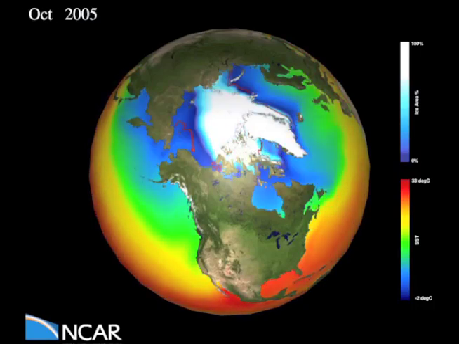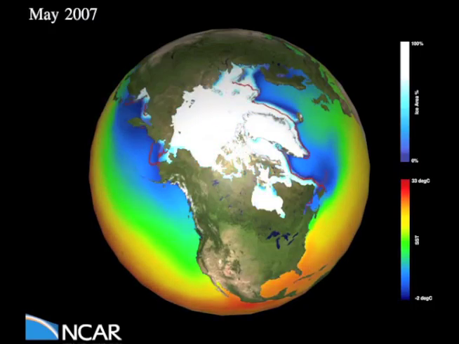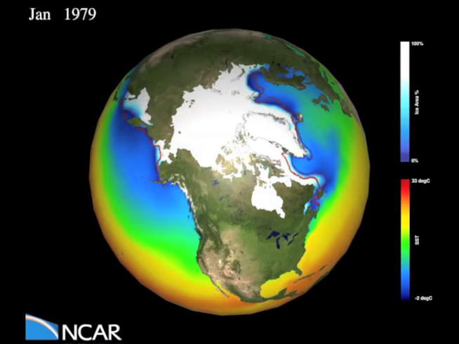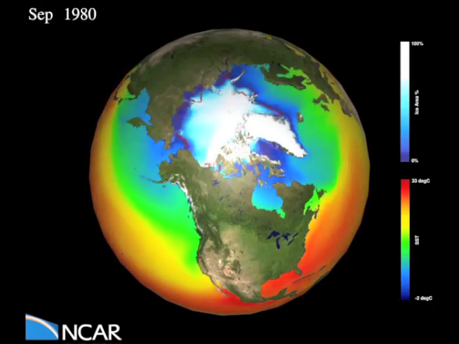The color scale at the lower right will show the range of sea surface temperatures, or SSTs. Near freezing is dark blue. At the top of the scale, 33 Celsius, over 90 degrees Fahrenheit, is dark red.